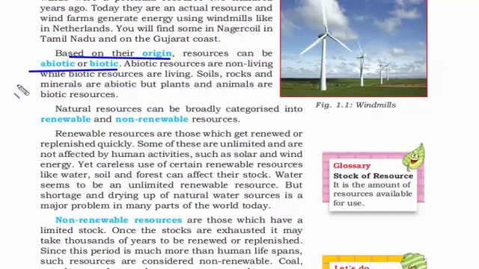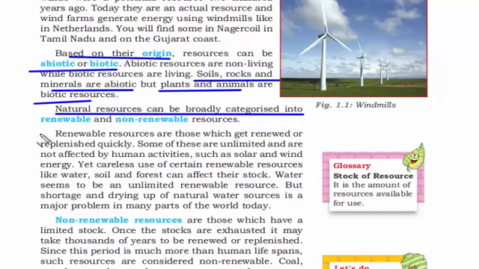It's simple, just remember, abiotic means non-living things and biotic means living things. So just an additional A, which means non-living things like soils, rock and minerals, they all fall under abiotic. But plants and animals, they all fall under biotic resources. Further, natural resources can be broadly categorized into renewable and non-renewable resources. I guess you know all about this. Renewable means which can be renewed again and again, and non-renewable is the opposite of it.